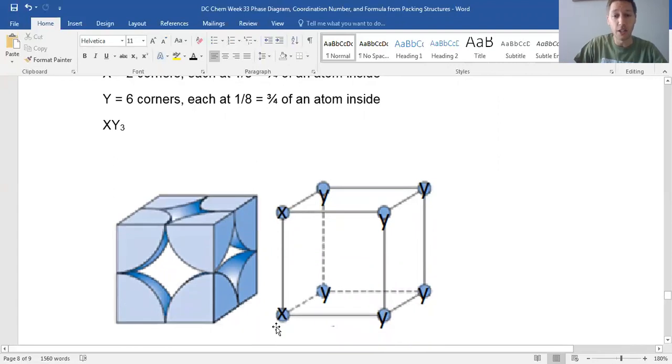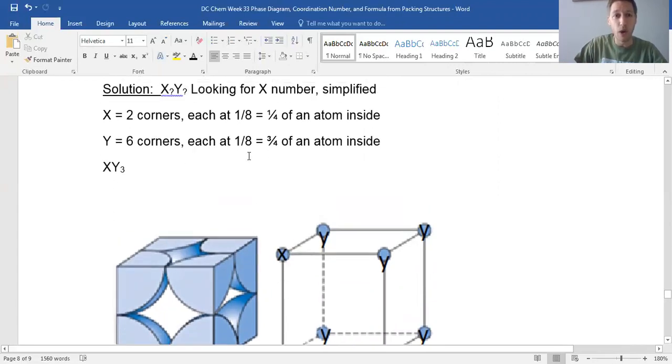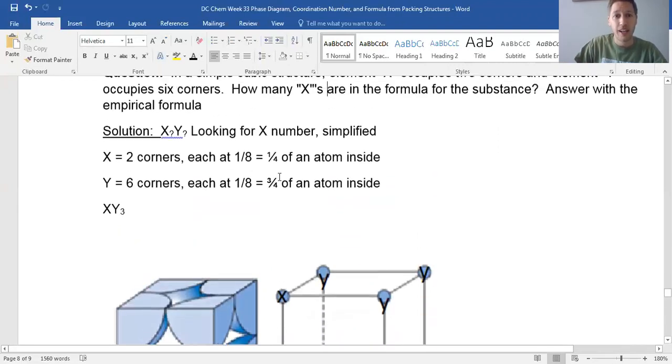So if X occupies 2 corners and Y occupies 6 corners, we can find how many atoms you have total. So it's 2 corners, 1/8 each. That's a fourth of an atom in. 6 corners, 1/8 each. That is 3/4 of an atom inside. The ratio 3 to 1. We'd have 1 X for every 3 Y's.